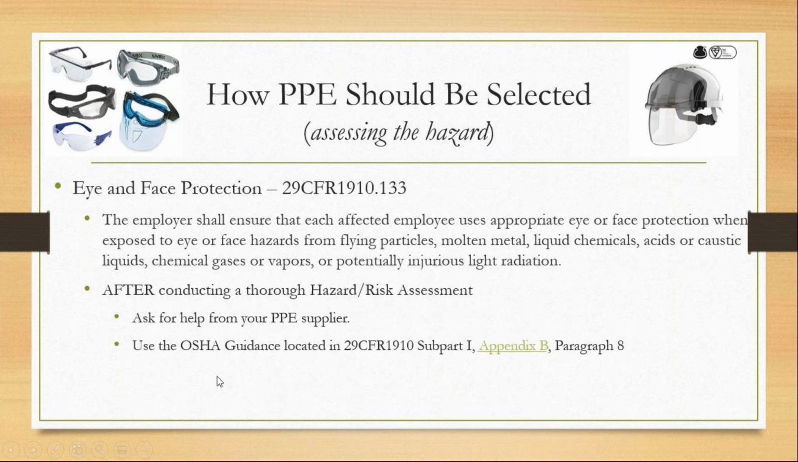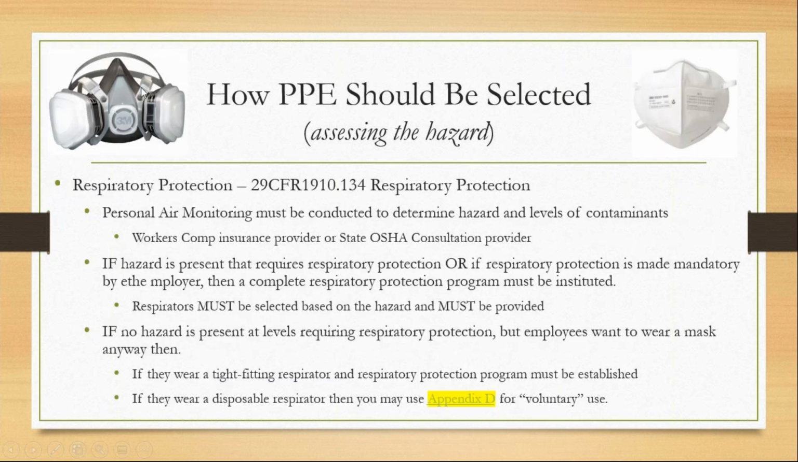Oh, wait a minute, I got to back up here. I just went forward. The one up here in the upper left-hand corner is considered a tight-fitting respirator. If they're wearing that, you have to have at least part of a respiratory protection program. This one over here is an N95. It's a disposable respirator. If they want to wear it, even though they're not required to, OSHA makes an allowance where you can let them wear these disposable respirators under the voluntary use program.